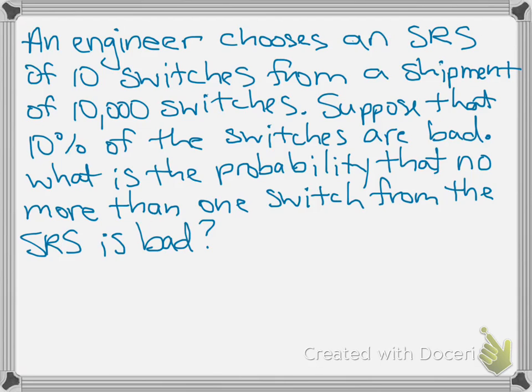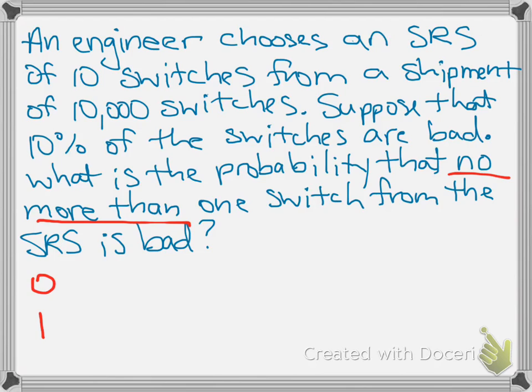Now one of the key phrases that you need to focus in on here is that it says no more than. So no more than one switch is bad. That means we would accept 0 switches being bad or 1 switch being bad. But we don't want any more than that. We don't want 2, 3, 4, and on that many switches to be bad. So that means we need to calculate 2 different binomial probabilities here. One for 0 and one for 1.